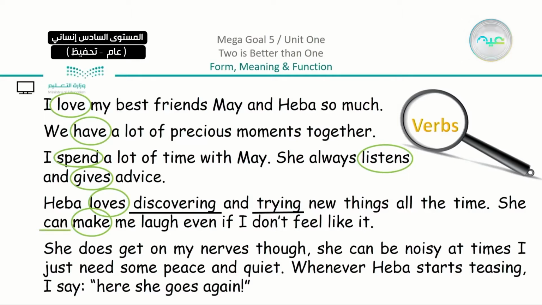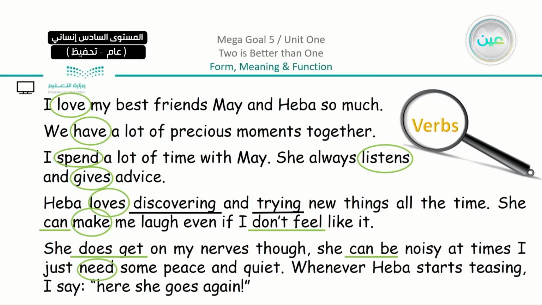We have also, even if I don't feel like it. You can see that we have here don't feel, which means that we have two verbs as well. And we have the same thing here. She does get on my nerves, though. She can be noisy. So also we have here can be noisy at times. I just need some peace and quiet.